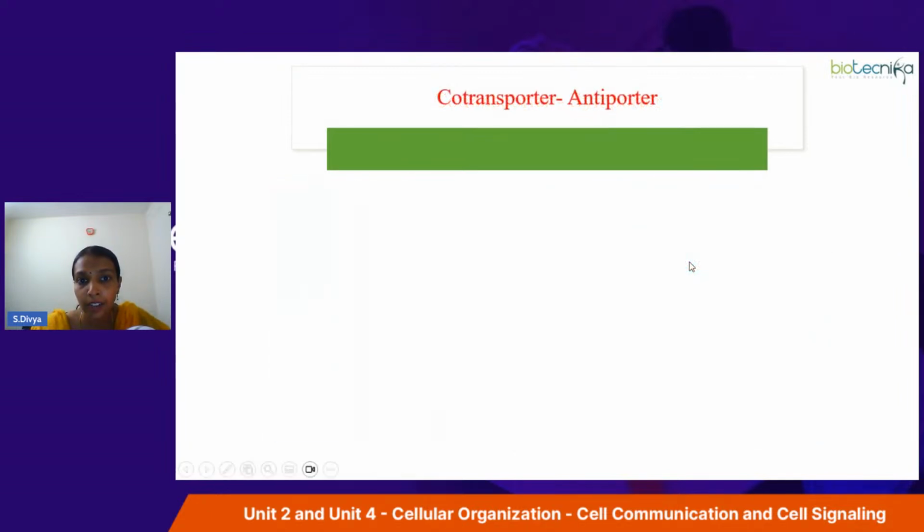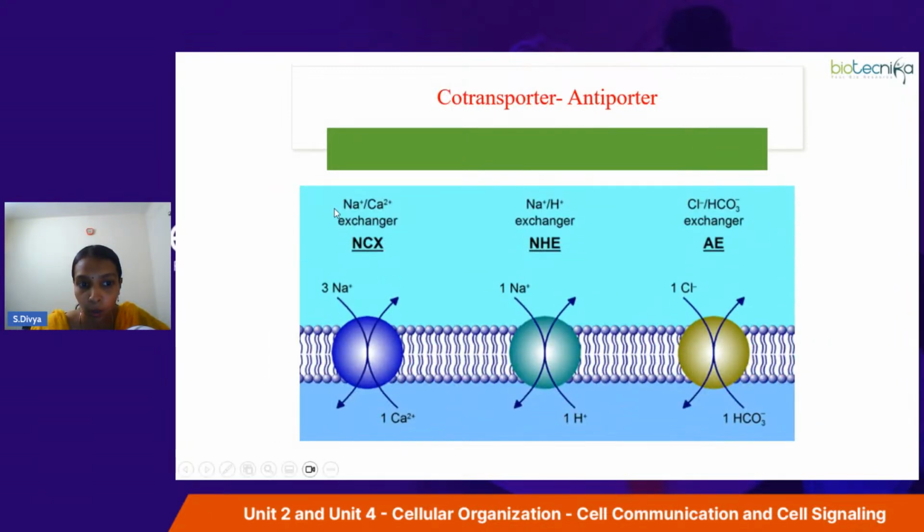Similarly, we also have antiporters like the sodium calcium exchanger. I guess you are aware of this because this is one of the important exchangers when we speak of the cardiac action potential. Then the sodium hydrogen exchanger, exclusively for kidney. This is your AE, the anion exchanger. You might be aware of the chloride shift and all from unit 7. So that becomes your answer. Okay.